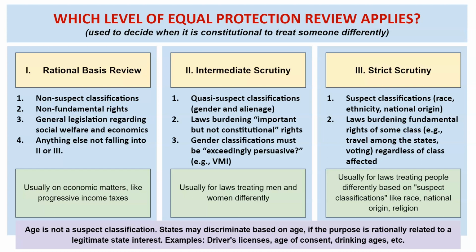Okay, the first one is what we call the rational basis test. This is if there is a rational basis for outside businesses or whatnot to discriminate, and what we call non-suspect classifications. This is the idea that a business can discriminate against you, and the one that usually comes up most often is economic. We don't have equality of income. You work really hard, you make lots of money, you keep it after you pay your taxes, right?